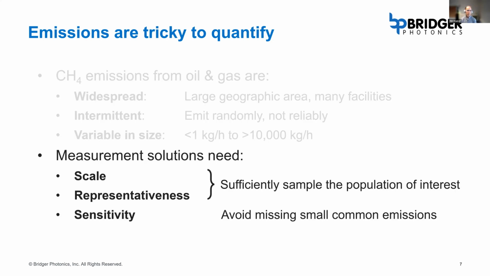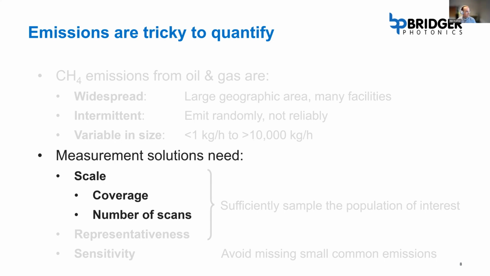So in response to these properties, measurement solutions need to achieve high scale and representativeness in order to sufficiently sample the population that you're interested in, and need to have high enough sensitivity to avoid missing the small but very common emissions that are out there.